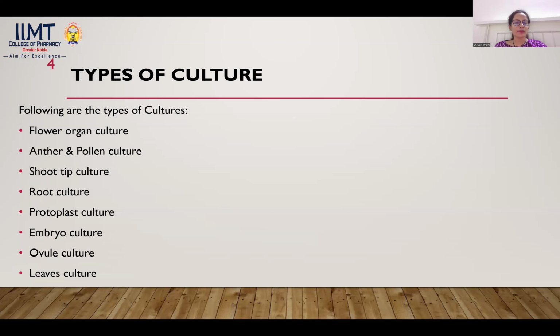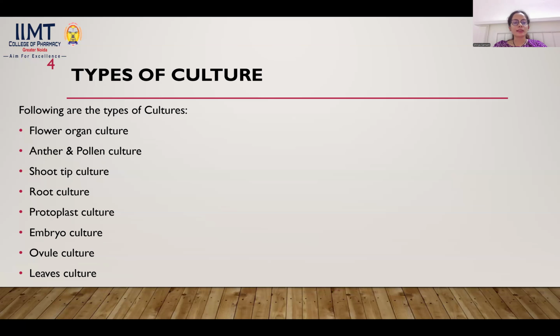Next is shoot tip culture. As the name suggests, we excise shoot tips from plant species, then transfer them into a nutrient medium containing growth hormones, and after some days, roots will start developing and it will develop into a whole new plant. Next is root culture, in which the roots are excised from the plants, sterilized, and transferred to a fresh medium. The lateral roots continue to grow and provide several roots maintained in continuous culture, developing into a whole plant after a few days.